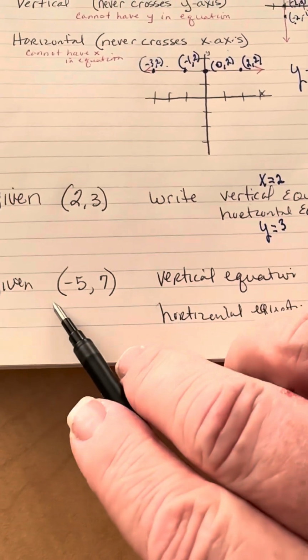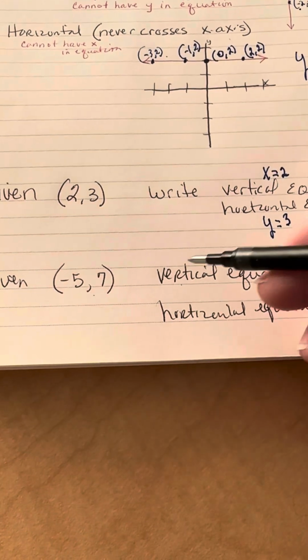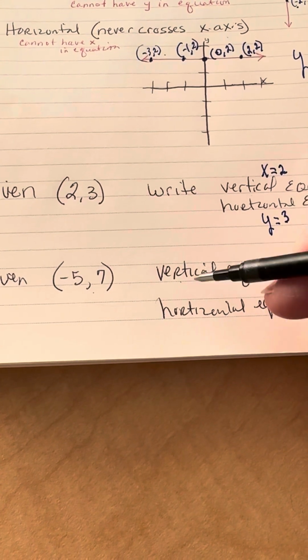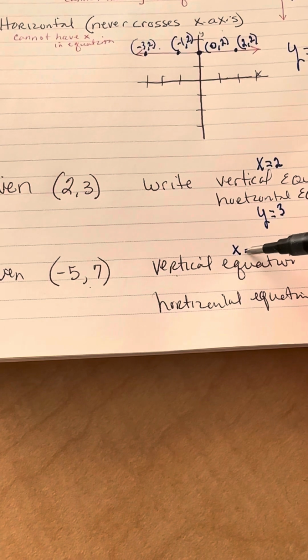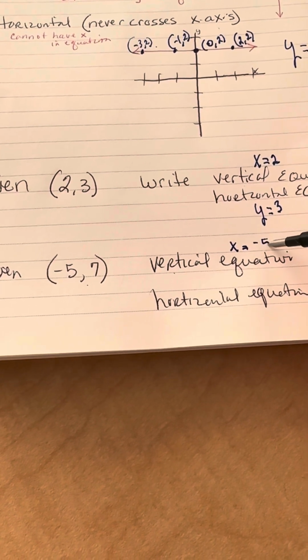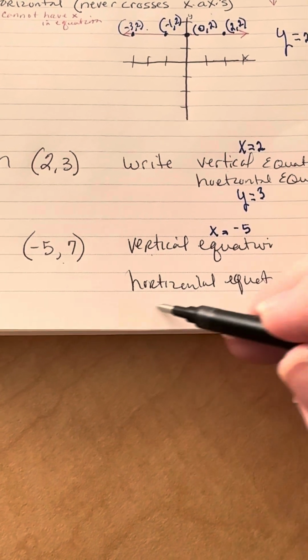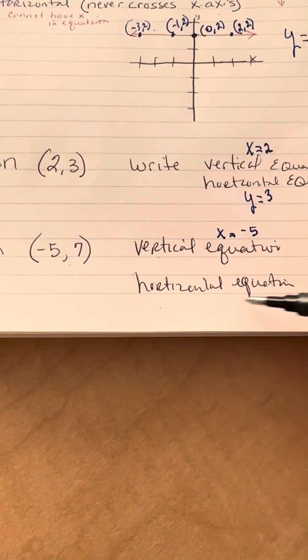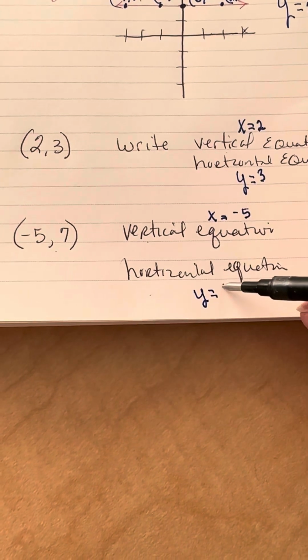The vertical line, if you're given this point, again, that's the up and down line, so it's never crossing the y-axis. So it should say x equals, and whatever the x value is in the set, that's what it equals. The horizontal equation, never crossing the x, so it should be a y equals equation, and it's 7.